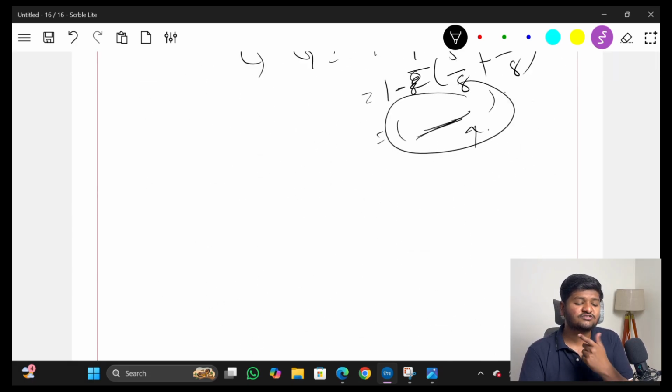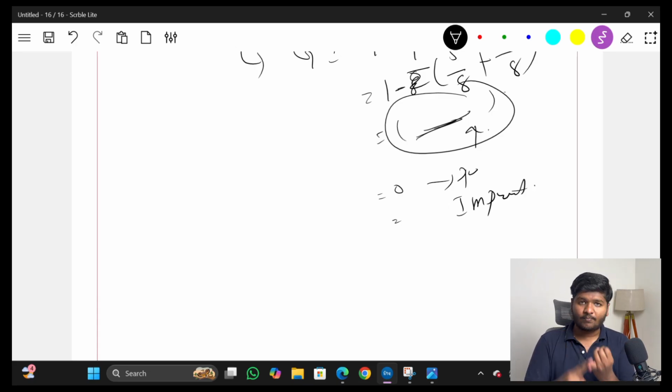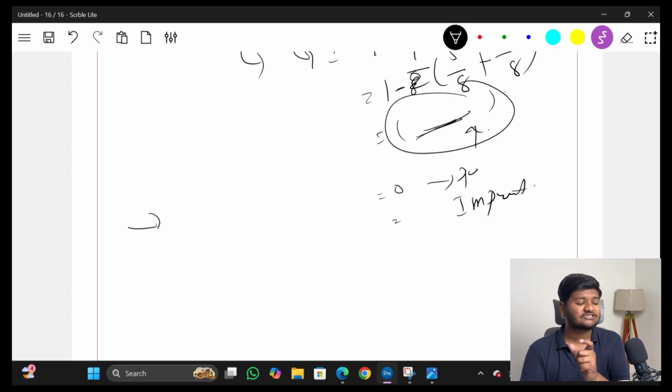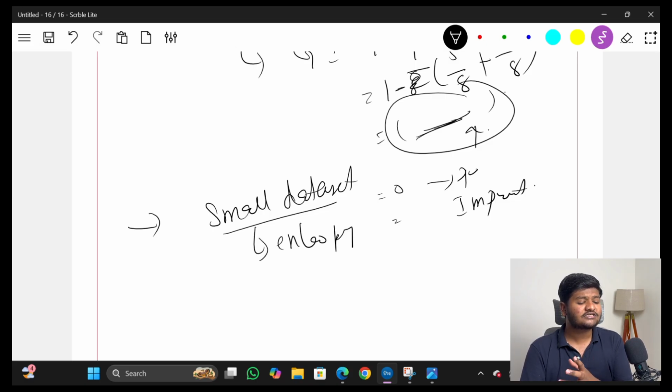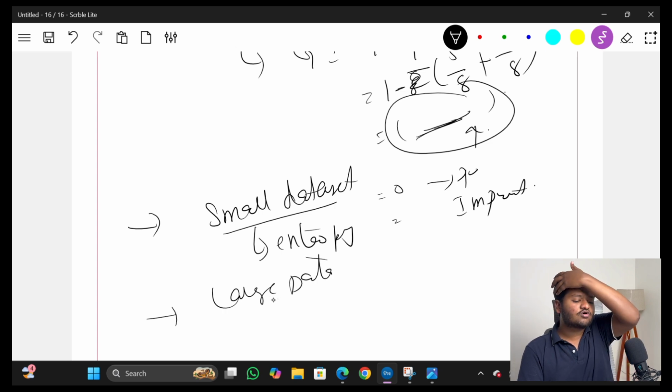If this value becomes 0, then it is a pure split, else it is an impure split. Now you might have a doubt: sir, when to use entropy, when to use Gini index? Guys, I will tell you. If you have a small data set, then straight away go and use entropy. If you have a large data set, then straight away go and use Gini index.